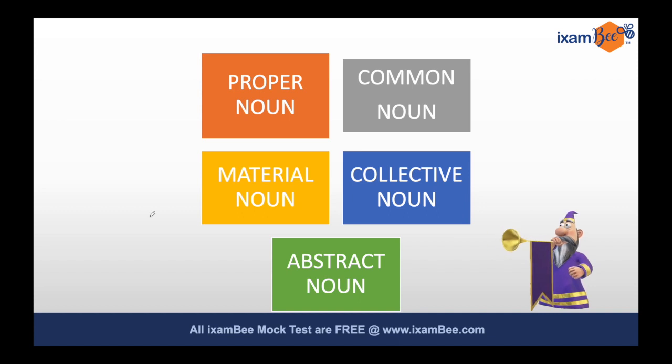Now, nouns can be divided into 5 categories. We have proper nouns, we have common nouns, we have material nouns, we have collective nouns, and abstract nouns.